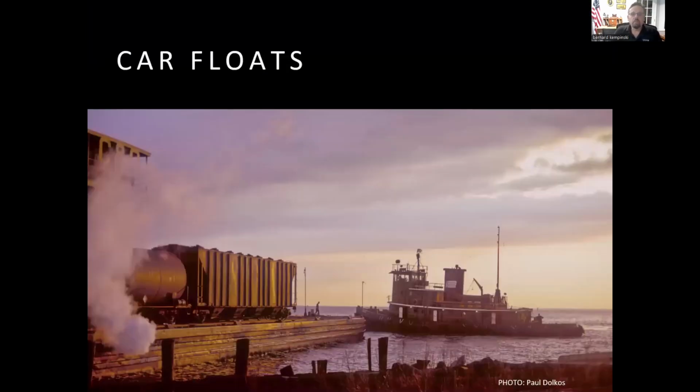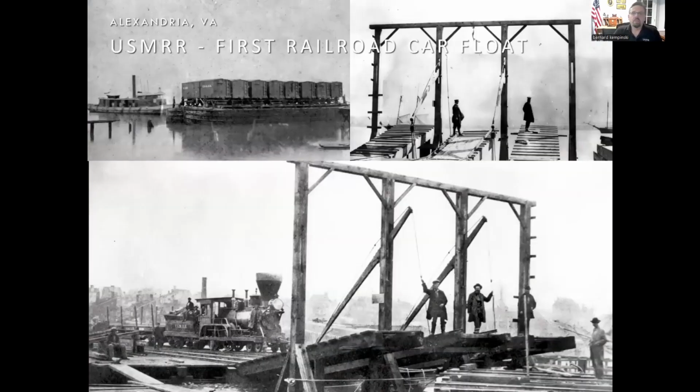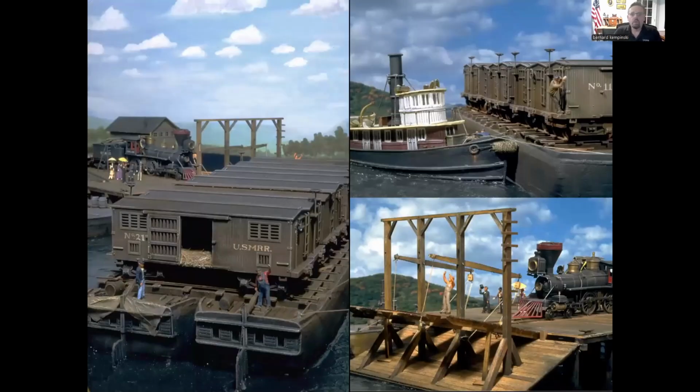Now, car floats are what everybody thinks about when they think about ships and marine, and they are very compelling. This is a photo of one down on Chesapeake that Paul took. But this was the first railroad car ferry, and this is the one that I model on my railroad. These scenes show it in Alexandria, and I model the other end of the line down at the Quiet Landing.